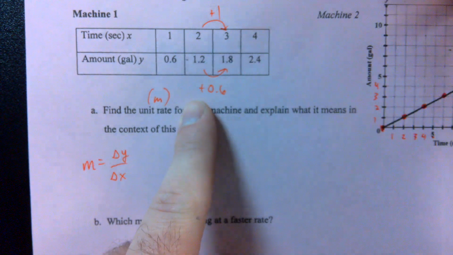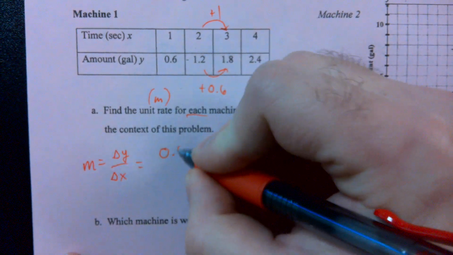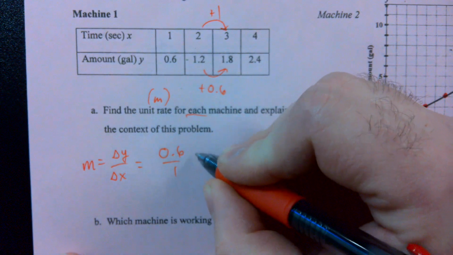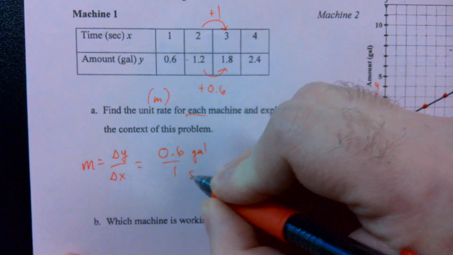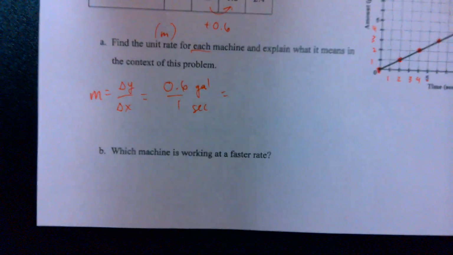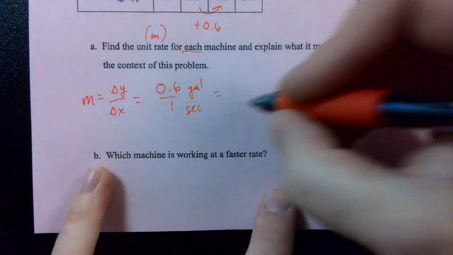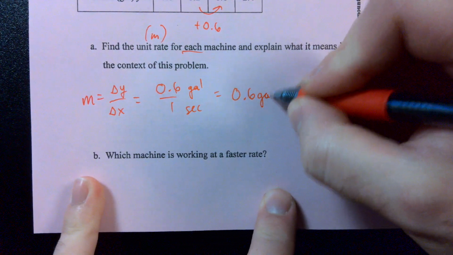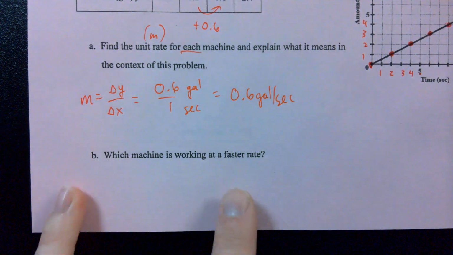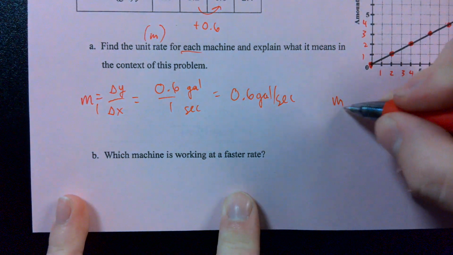How do you get from 2 to 3? Plus 1, right? So my slope here is going to be 0.6 over 1, right? 0.6 gallons per 1 second. How can I simplify 0.6 over 1? What does that turn into? 0.6, right? Gallons per second. Okay, that's my first slope.